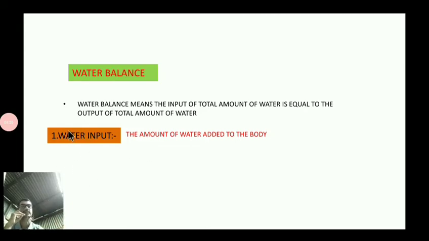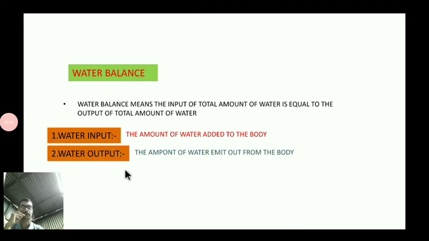Now, the water balance also depends on the water output. Water output means the amount of water going out from our body fluid. It occurs by way of urine, stool, sweat secretion during the time of dehydration, and through the expired air from our lungs during expiration. This is the process of respiration. During expiration, the air which is released from our alveoli or lungs consists of some water droplets, which is also a reason for the water output.